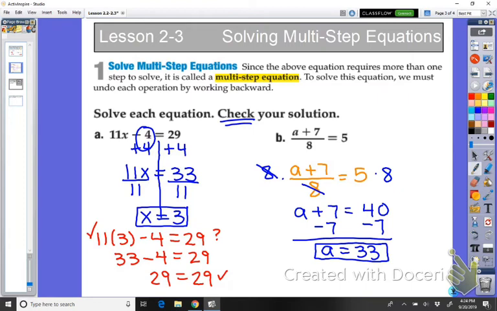Again, we need to check to make sure this is correct. So I'll do that up here. 33 plus 7, divided by 8. I want to see, does that equal 5? So the numerator, 33 plus 7, is 40, divided by 8 is 5, and 5 equals 5, so it does check.